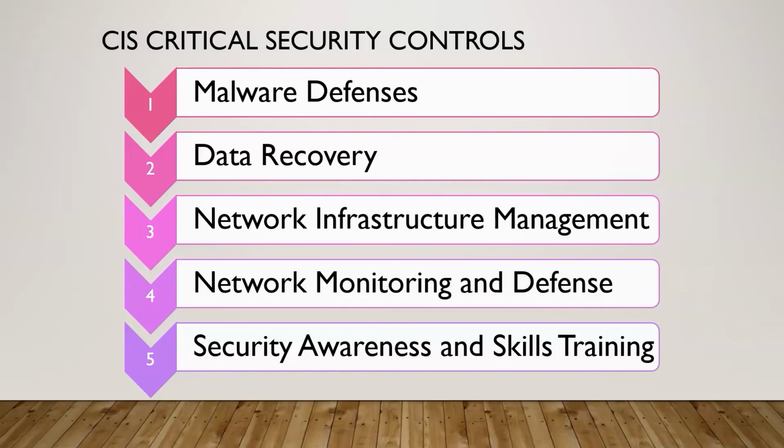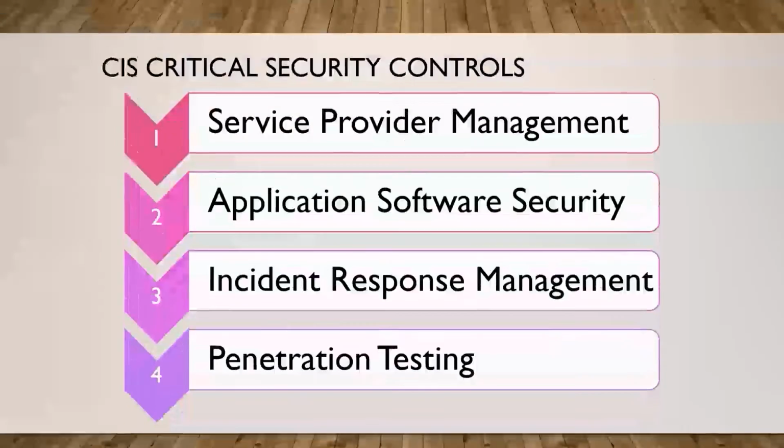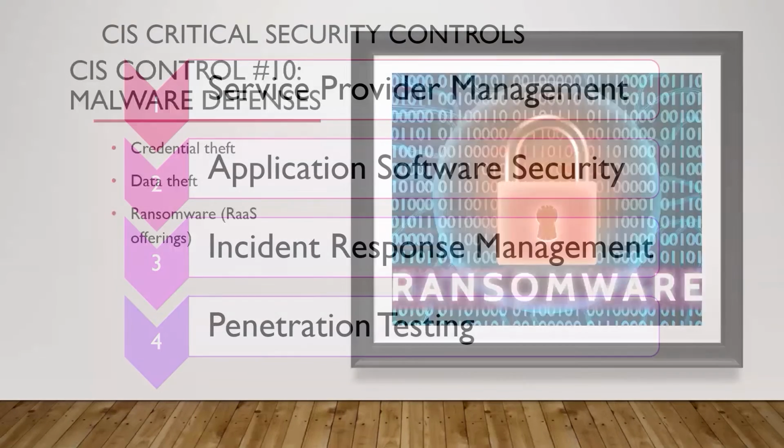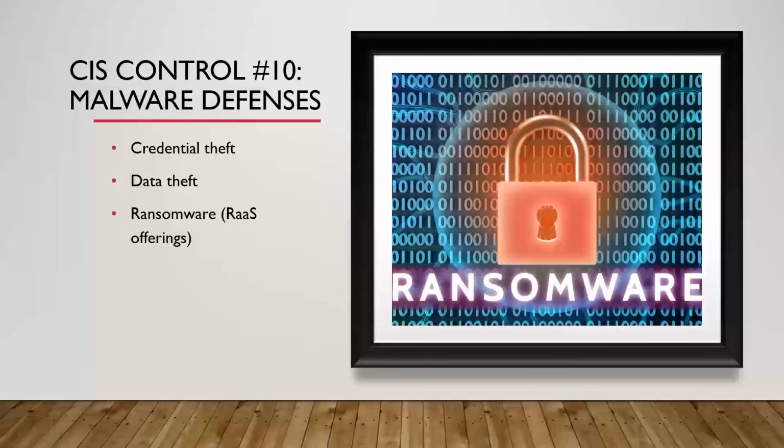So in this last section of the course, we're going to cover the last half of the CIS Critical Security Controls. So we'll talk about malware defense, data recovery, network infrastructure management, network monitoring, security awareness and training, as well as service provider management, AppSec, incident response, and we'll wrap up with penetration testing. CIS control number 10 is around malware defenses.